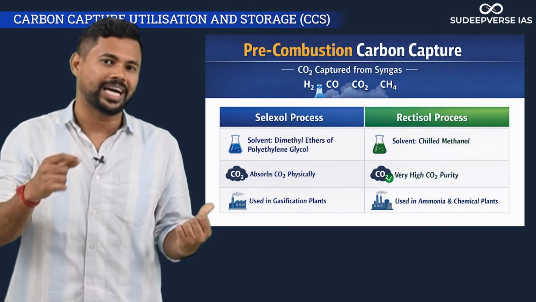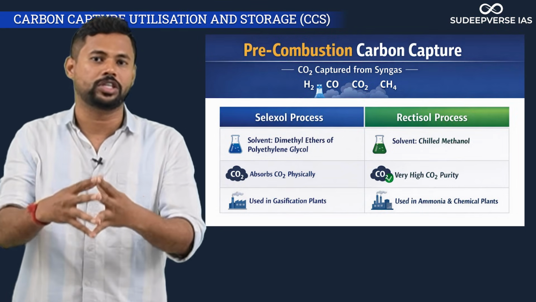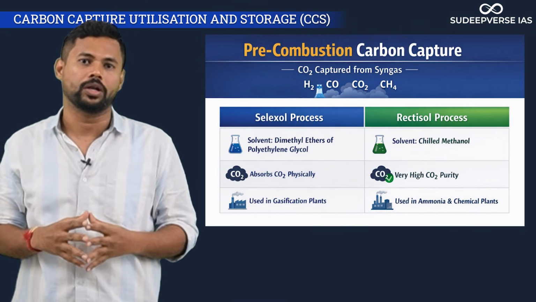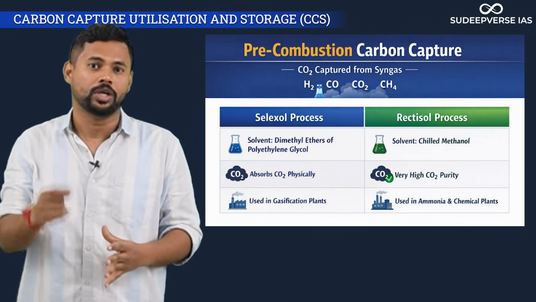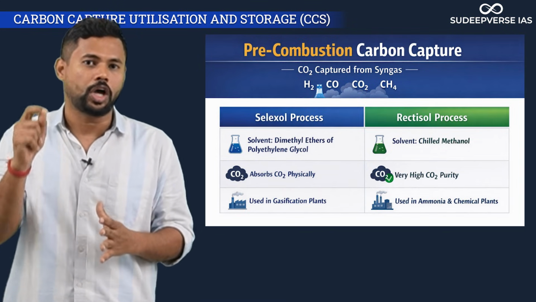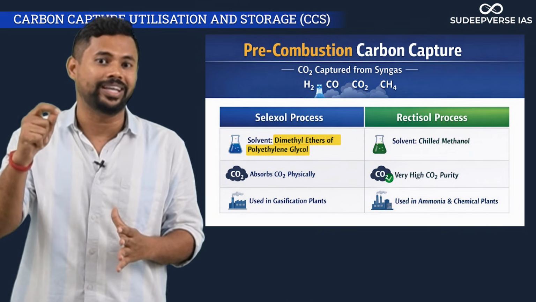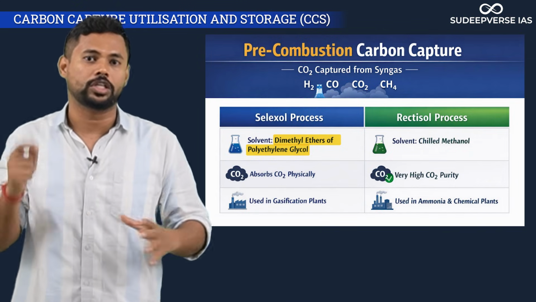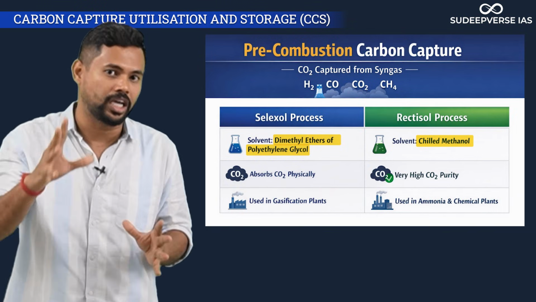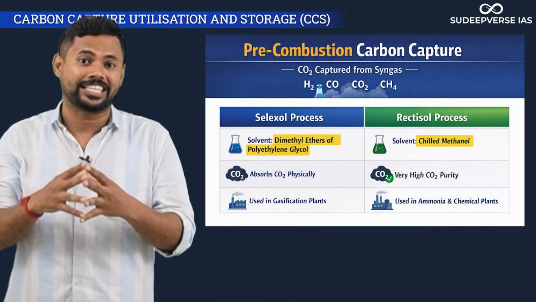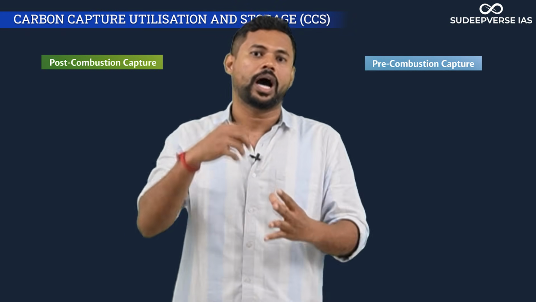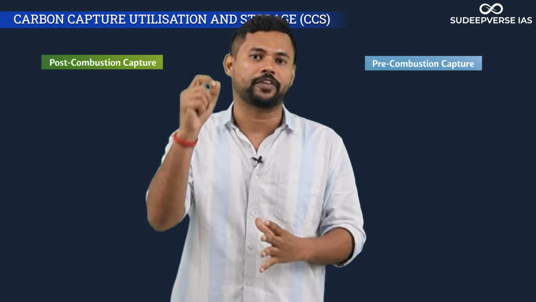Now in the pre-combustion carbon capture, where we are trying to capture carbon dioxide from the syngas, there are two subtypes. One is Selexol and the other is Rectisol. The difference is in the solvents that they use, but understand that they are both physical solvents. In the Selexol process, the solvent that is used is dimethyl ethers of polyethylene glycol, whereas in the Rectisol, the solvent that is used is methanol. One more difference is that in the Selexol process, the gas is passed at high pressure, and in the Rectisol process, the gas is passed at very low temperatures. Apart from this, both are physical solvents and both are processes of capturing the carbon dioxide from the syngas.